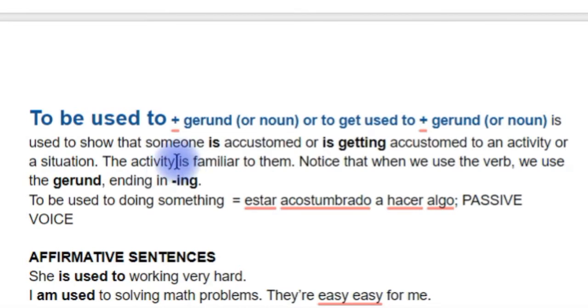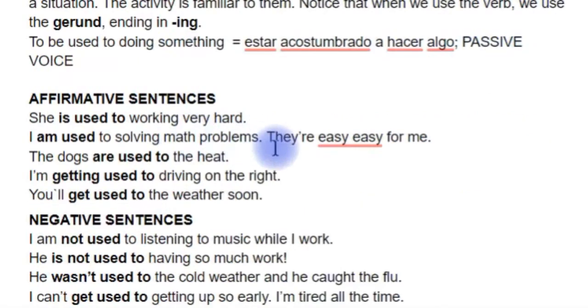That activity, therefore, is familiar to you, to them. And be careful because we have to use ing after the preposition to, okay? So, estar acostumbrando o ir acostumbrándose, okay? Let's take a look at some affirmative sentences.